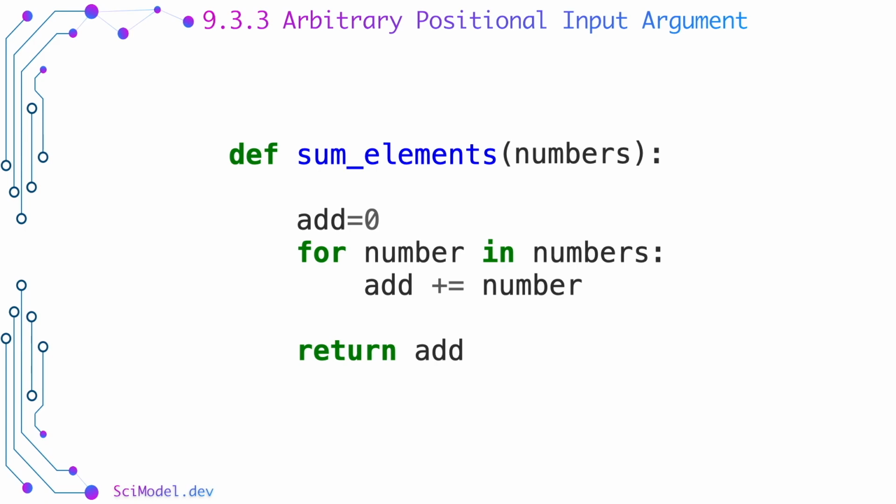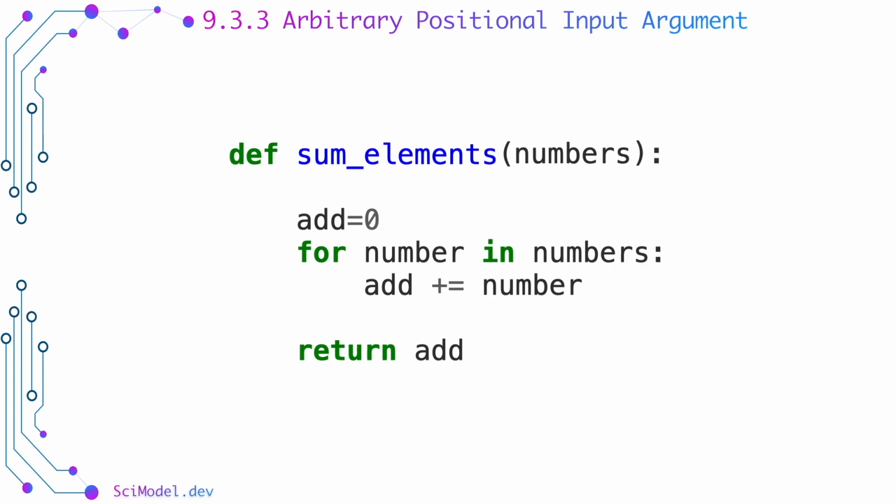We previously built a function to sum numbers in a sequence. This function takes a single argument with list data type to add all its elements to a variable called add. The list that is passed to the sum function should already be defined before calling the sum elements function. Therefore, there is a well-defined number of elements in a list prior to calling the function.